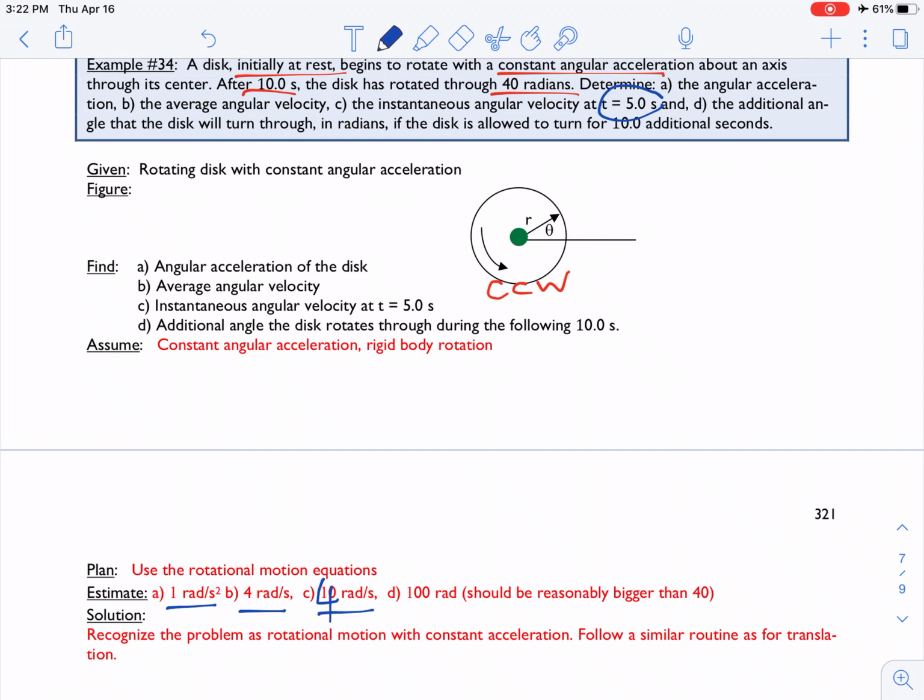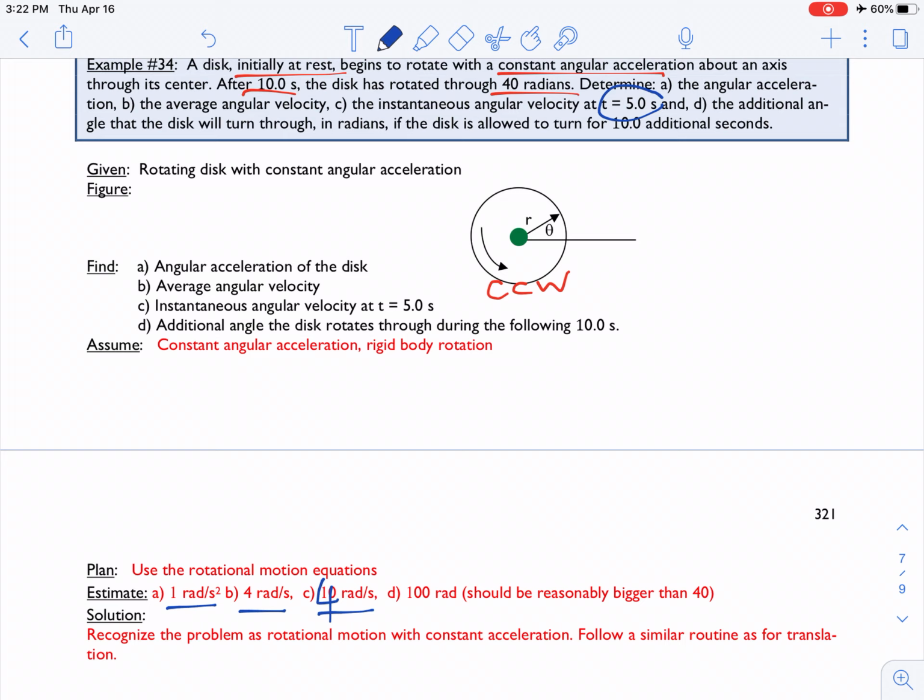And the additional angle that the disk will turn through in radians. Okay, so extra 10 seconds. First 10 seconds versus second 10 seconds. If you think about those motions, in the first 10 seconds, it rotated through 40 radians, starting from 0. Are they going to be the same? They're not going to be the same, right?